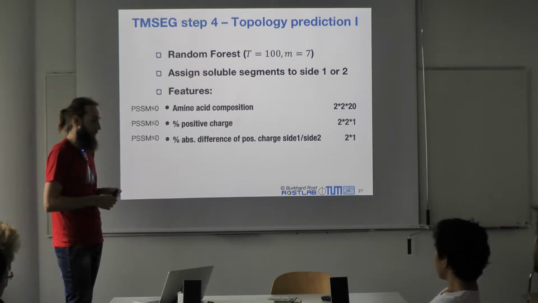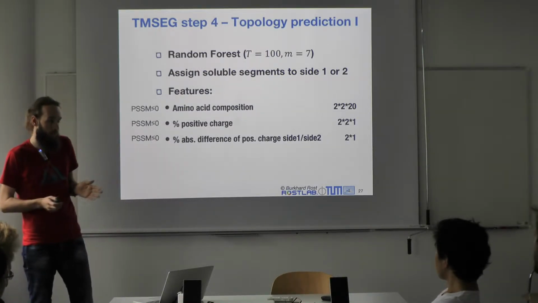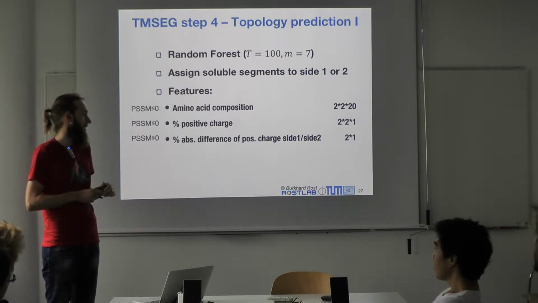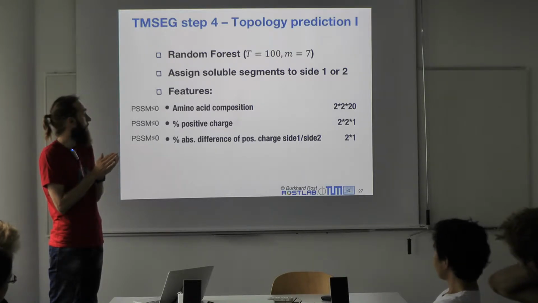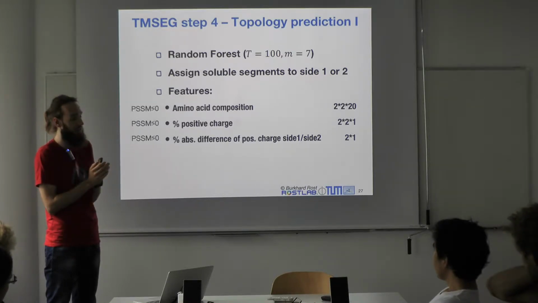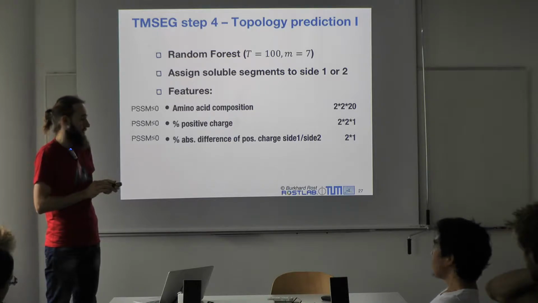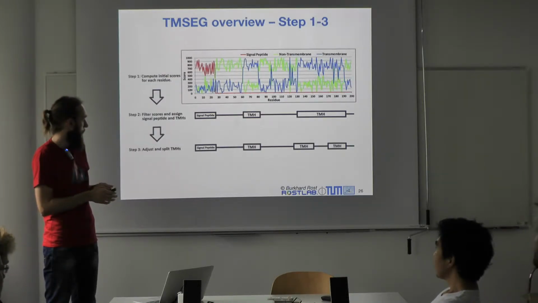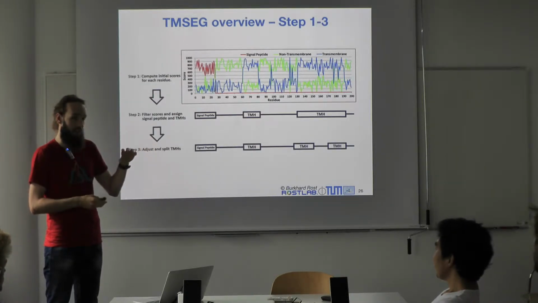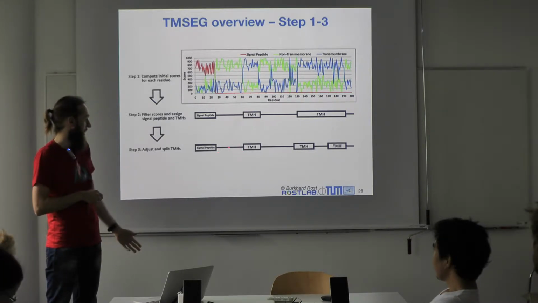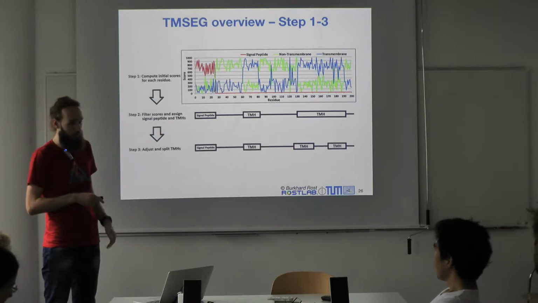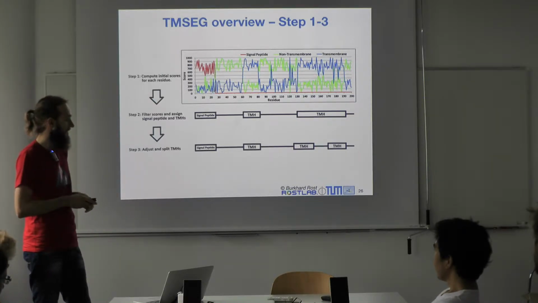Okay, the 4th step. We now have our finished helix prediction, but we still need to know the topology, so the soluble loops: which side of the membrane are they on. For that we use a random forest again. We don't know which side is outside and which is inside, but we can call them side 1 and 2. So if this is side 1, then that's 2, then that's 1, then that's 2. So we assign the 2 sides.